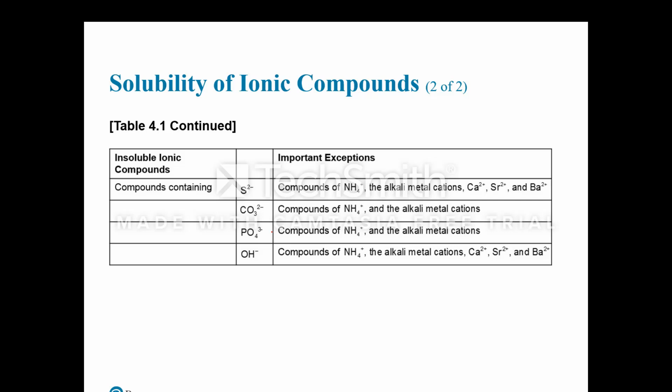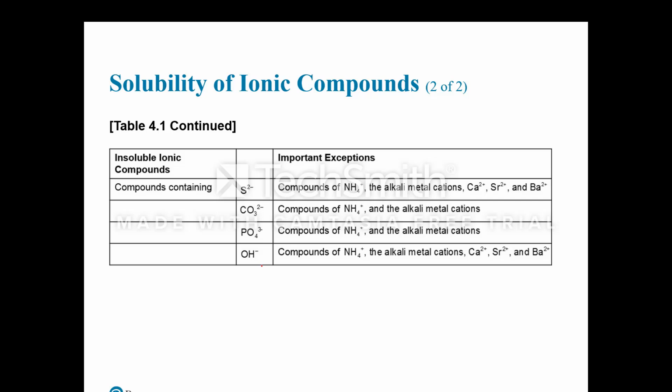Next is the phosphate ion. The phosphate ion tends to be insoluble except when it's paired with the ammonium ion and the alkali metal cations. Okay, so ammonium phosphate, sodium phosphate are both soluble phosphates. And lastly, hydroxides tend to be insoluble.